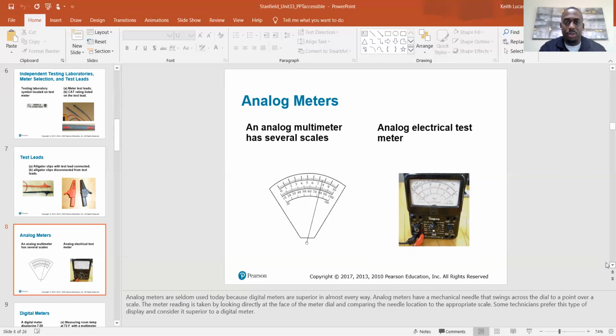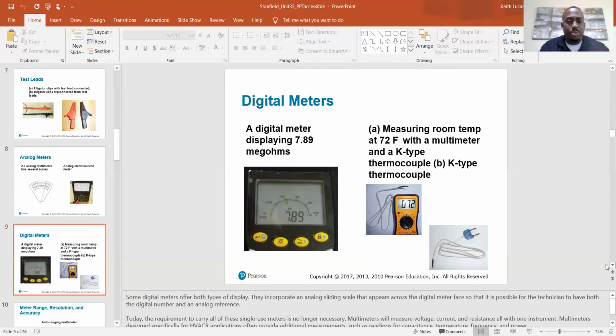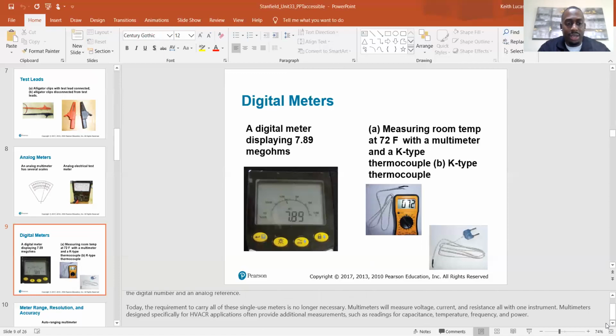Especially on those Magnehelic manometers, some old school analog ones, that thing will just constantly bounce. To me, it's a little annoying. I like to just get a solid number and call it a day. Digital meters. Some digital meters offer both types of display. They incorporate an analog sliding scale that appears across the digital meter face so that it is possible for the technician to have both the digital number and an analog reference. Not necessary for me, but it's out there.